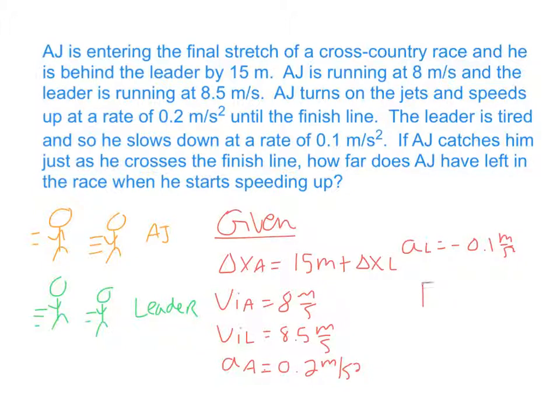And we are trying to find how far AJ has left in the race when he starts speeding up. So we're looking for delta x of AJ. Based on what we're given, acceleration for each of them, we're given V initial for each of them, and we know how far apart they are in the beginning. One thing that we don't know is time, or V final. So it's up to us how we want to go about solving this in terms of what I have and what I can eliminate.